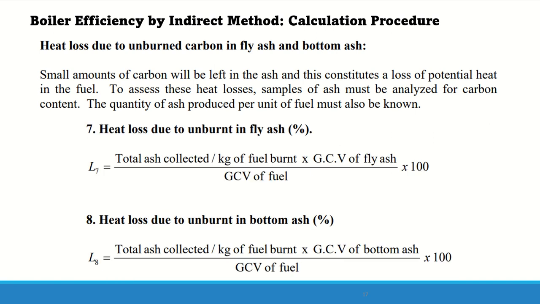The first one is heat loss due to unburned carbon in fly ash, the low density ashes, L7. The total ash collected per kg of fuel burnt is measured by the flue gas analysis, multiplied by the gross calorific value of fly ash, because the fly ash itself contains carbon, then divided by the gross calorific value of fuel. The second loss is heat loss due to unburned carbon in bottom ash, the high density ashes. Similarly, the total ash collected per kg of fuel and the gross calorific value of bottom ash, divided by the gross calorific value of fuel.